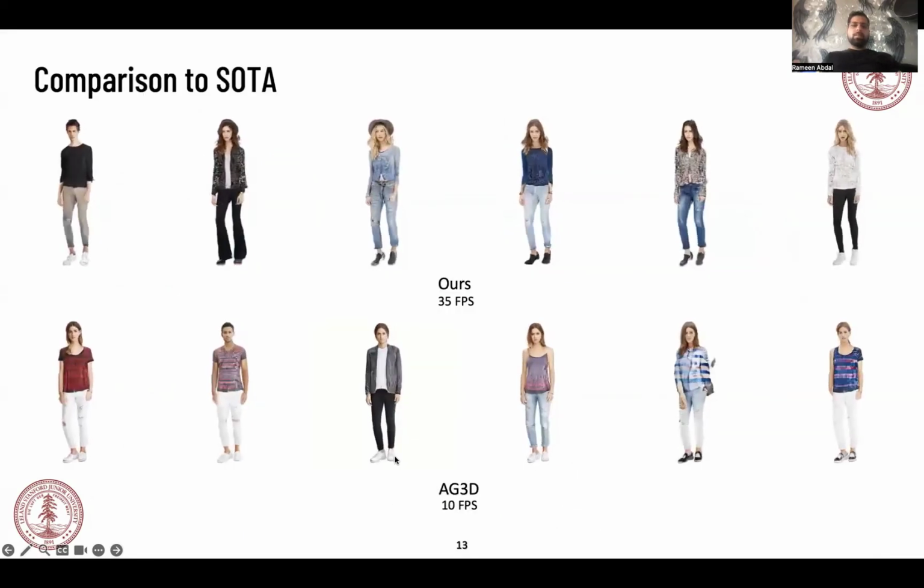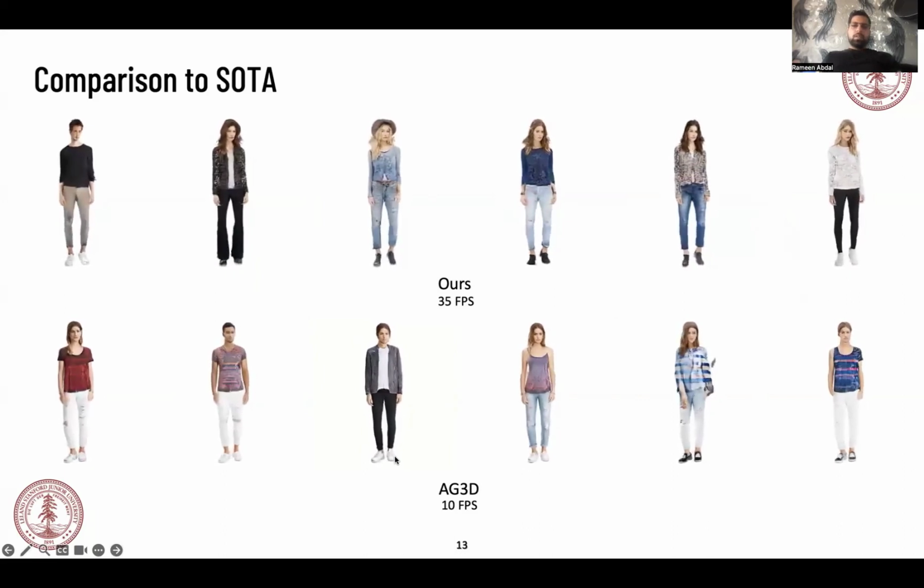Here is the comparison with state-of-the-art AG3D. Notice the generation and articulation speeds: ours are in hours versus AG3D, and we achieve better speeds than state-of-the-art. Also notice that our method generates at native dataset resolution, which is 512 by 512, without upsampling, and hence avoids aliasing artifacts. These artifacts can be clearly seen in AG3D.